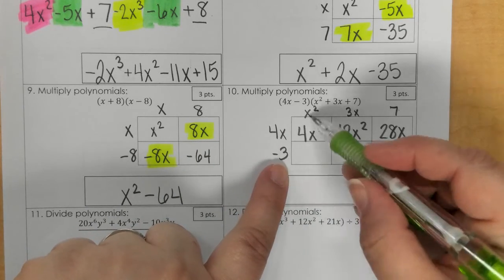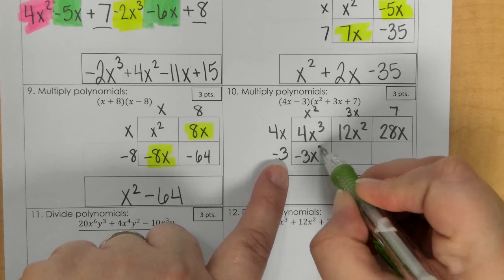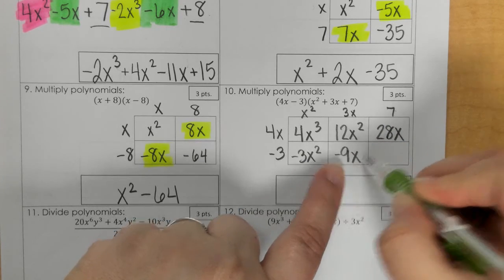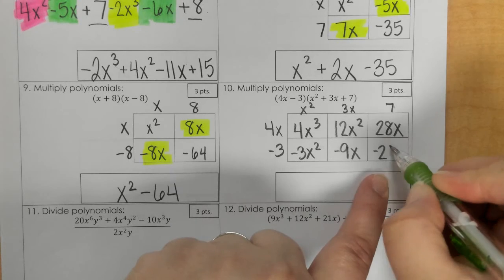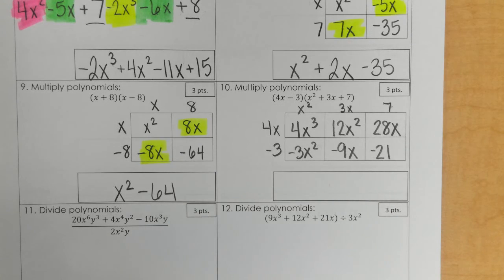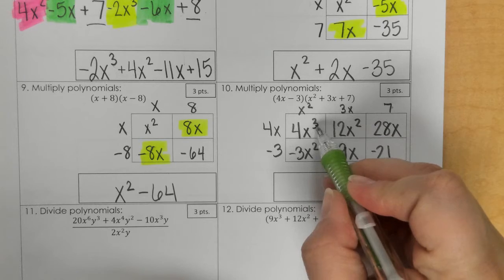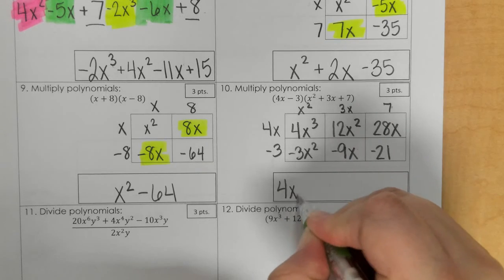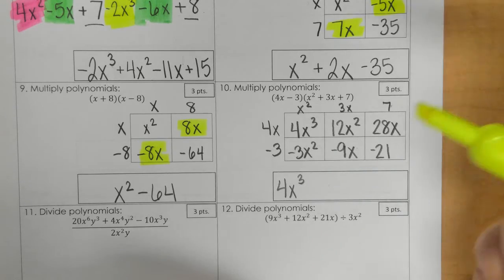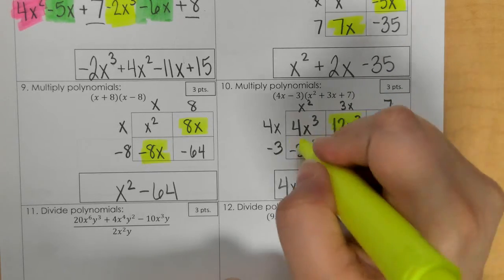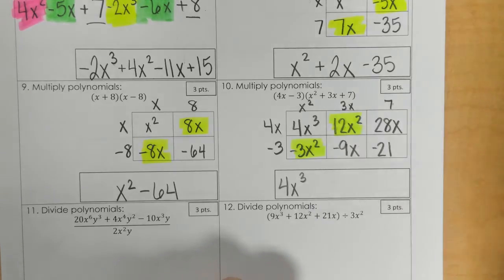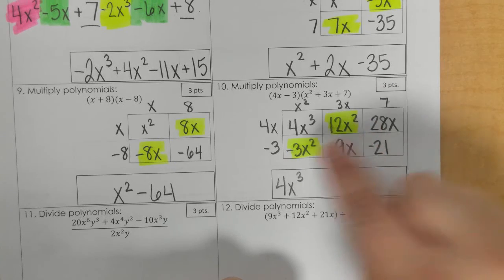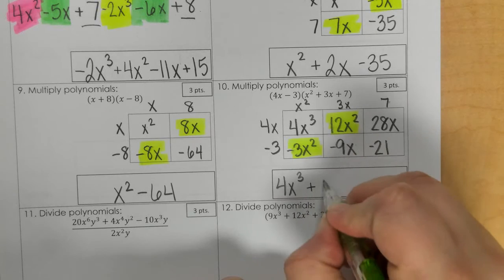Down here we have negative 3x squared. Then we have negative 9x. And then negative 21. All right, so first, the 4x to the third, it doesn't have anything that it can combine with, so it's the first term. Then looking at the diagonal, right here, they both have x squareds, which they should, and that would be 12 minus 3, which is 9x squared.